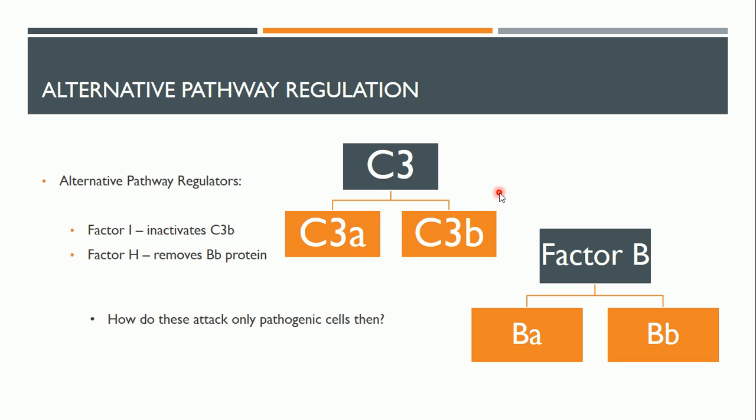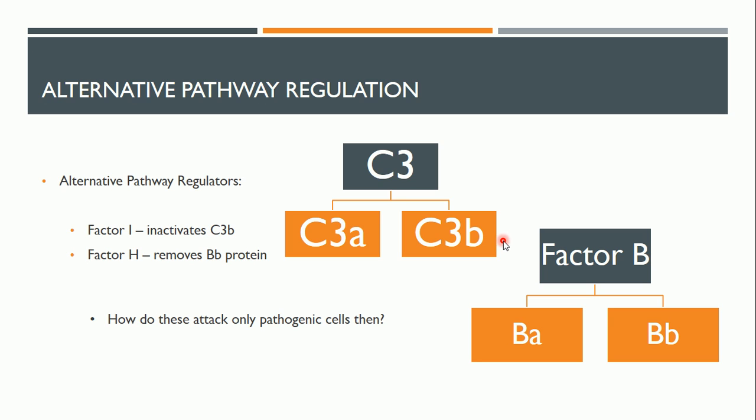Alright, so how is this regulated? Because that's really what's important with the alternative pathway. If you don't have any regulation, then this is going to go and just kill host cells too. So you need to have stuff that can protect these host cells, right? So you have factor I, and what it does is it inactivates C3b. Factor I will just go and cleave C3b. So just imagine factor I just clips right along the C3b protein.